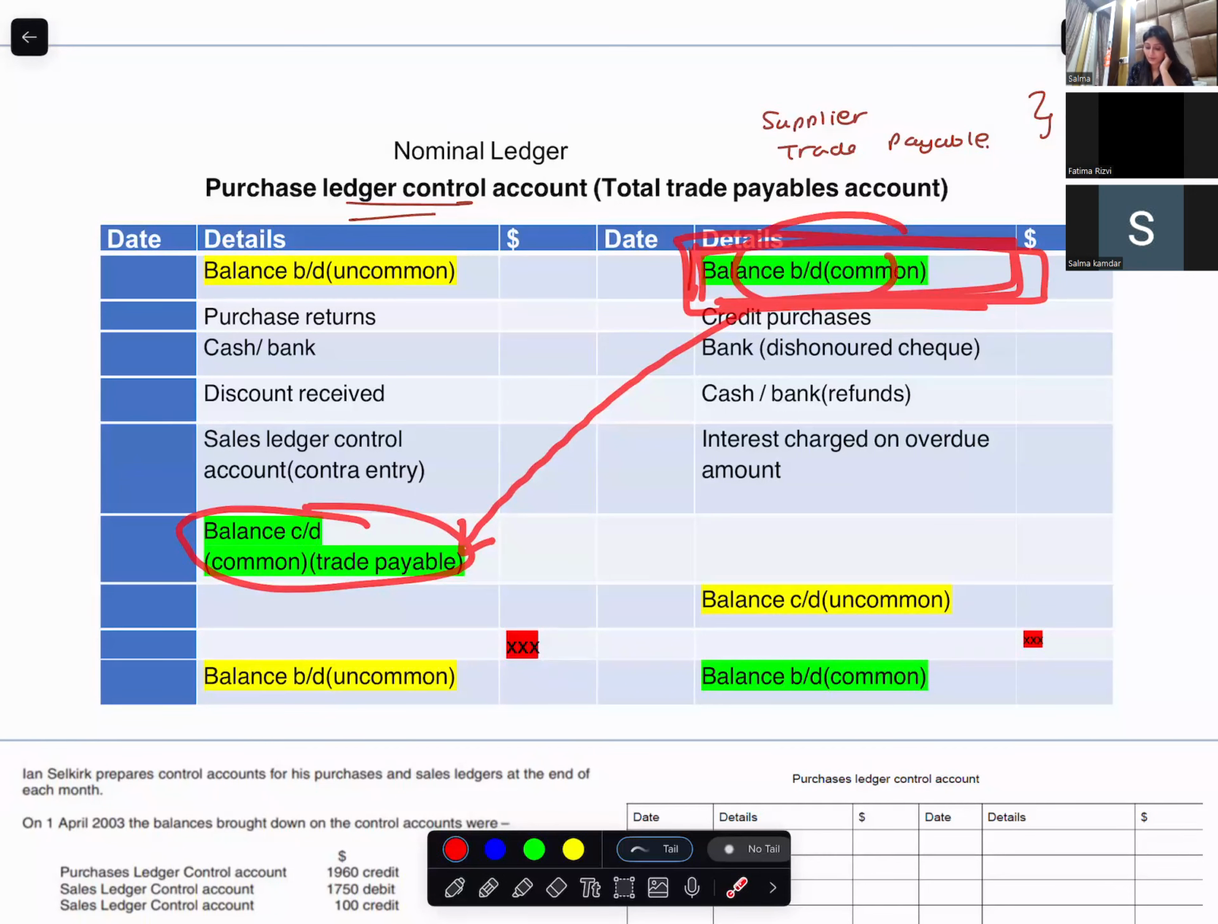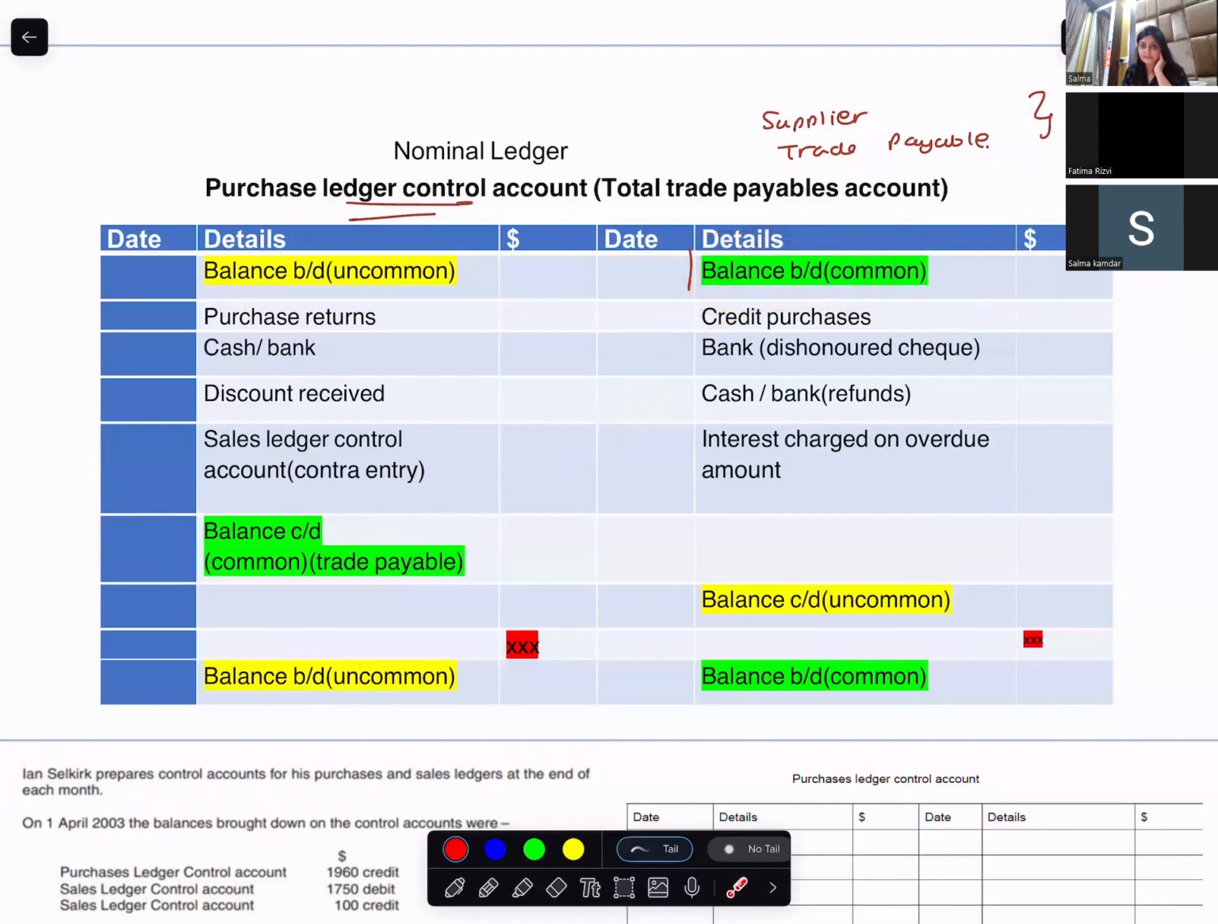This we are talking about, the normal balance. Are you with me? Yes, miss. Trade payables has a credit balance. Below that you will have credit purchases. Below that you have three unusual items, which are dishonored cheques, interest which is charged by your supplier if you don't pay on time, and refunds that your supplier has made. On the other side, everything else that is related to the supplier would come on the debit side.